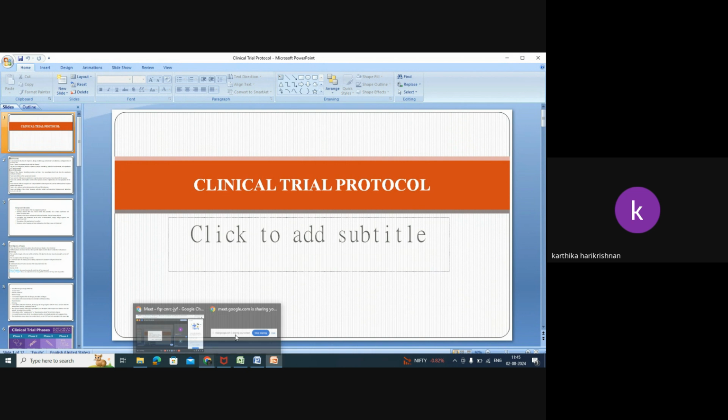So Monday at what time, ma'am? Monday, same time, 11 to 12. Again, we'll meet on Monday, and from Monday, your core CDM topics will start. That I will start from Monday. These are basics that you should have.